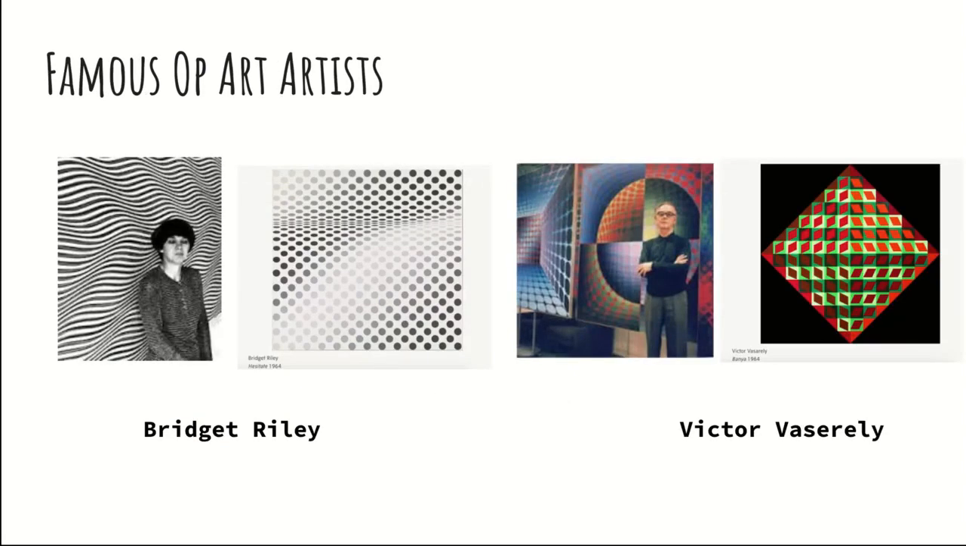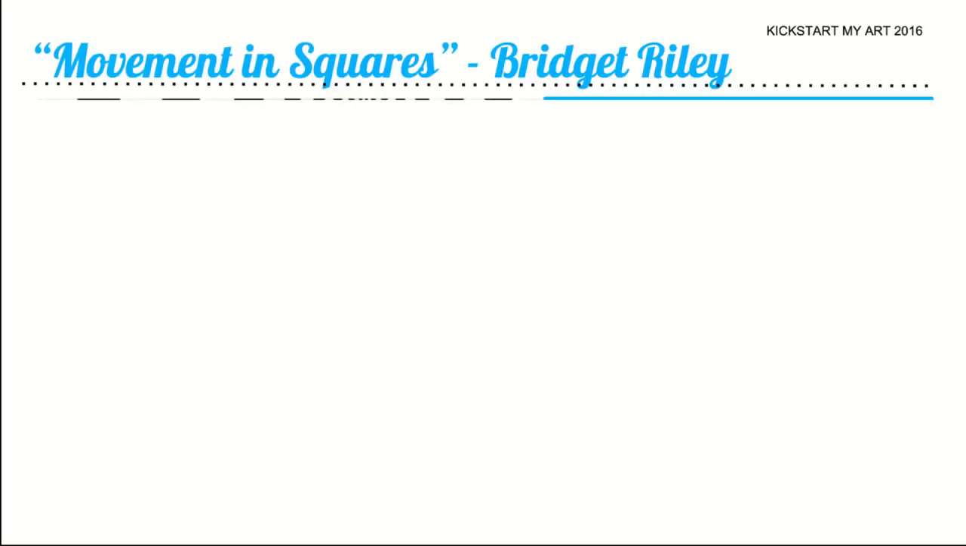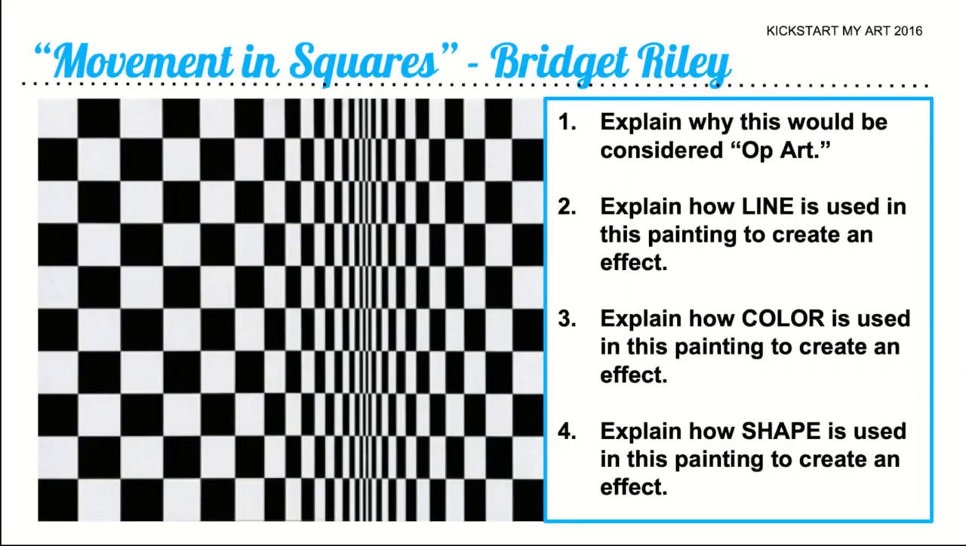Some of the famous op art artists out there are Bridget Riley and Victor Vasarely, and they're kind of the founders of this type of art. Here is a Movement in Squares piece by Bridget Riley. When you look at this, just take a moment, move your eyes across the picture, and see what you're seeing. Do you see flashing? Do you see movement? What type of tricks is it doing?